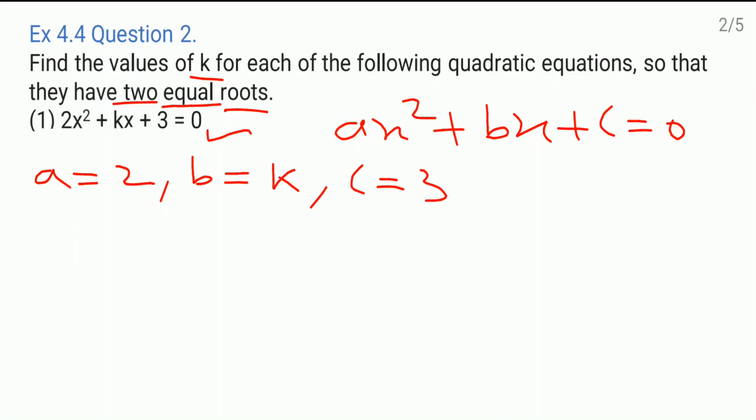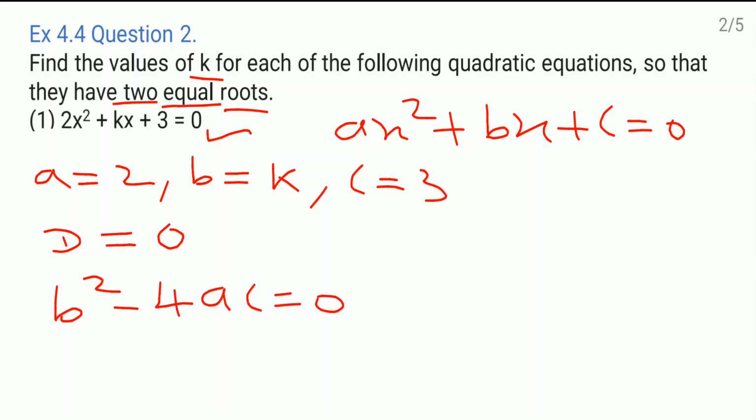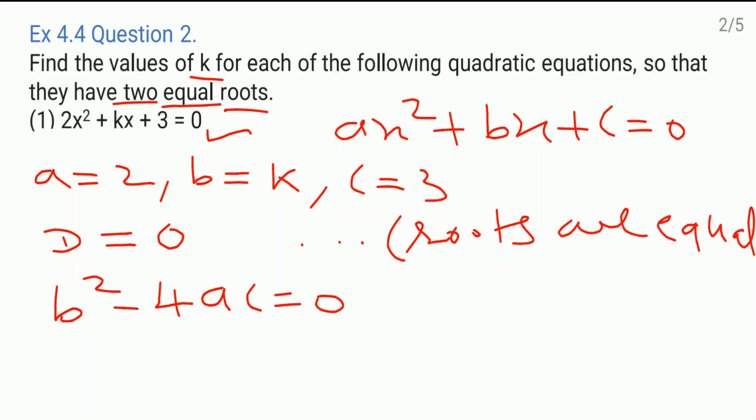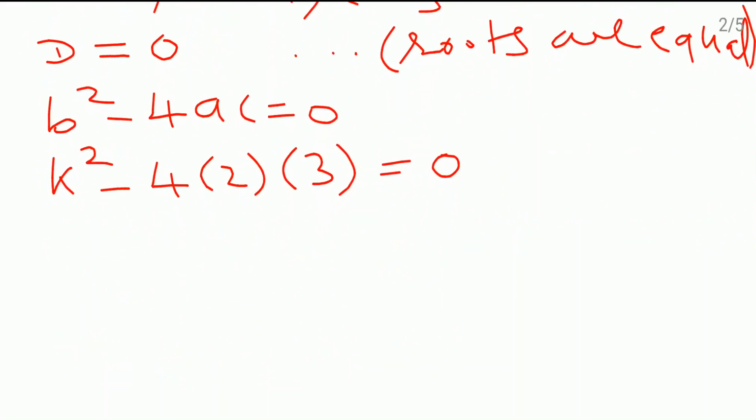As already they said, the quadratic equation has two equal roots. That means D is equal to 0. D means what? b square minus 4ac, which is equal to 0. Here you can write the given thing: roots are equal. Now b means k square, minus 4a and this is c, which is equal to 0. Now here k square minus 4 times 2 times 3, 24, which is equal to 0. k square is equal to 24.